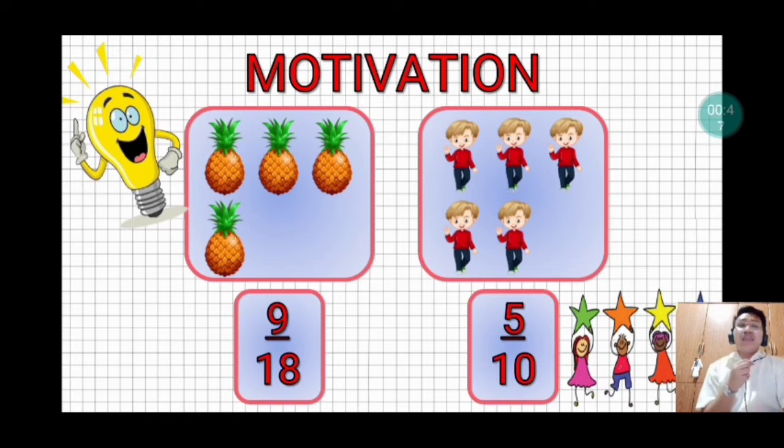Alright, very good. So, these fractions, if we reduce them into lowest terms, both of them will give us an answer of 1/2. In fraction 9 over 18, if you divide by 9 both the numerator and the denominator, we will have an answer of 1/2. And on the second fraction, if we divide by 5 both the numerator and the denominator, we will have an answer of 1/2. So, they gave us an equal answer, 1/2. Therefore, they are proportional.